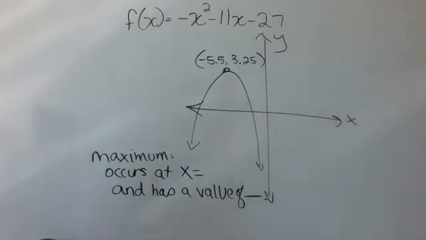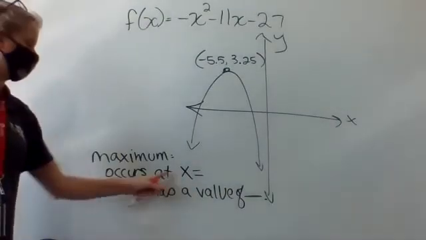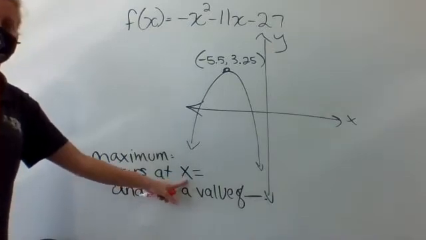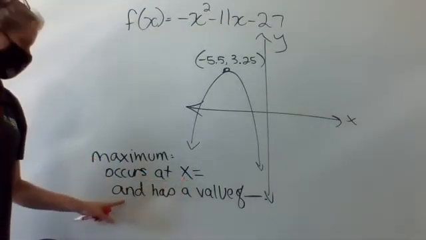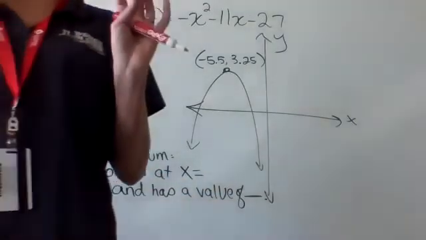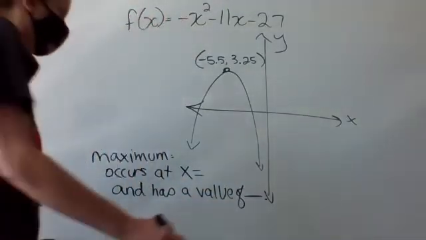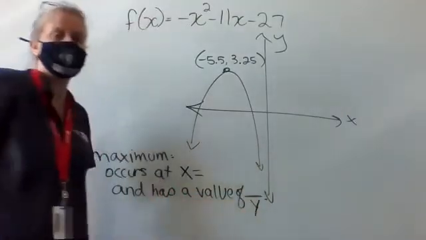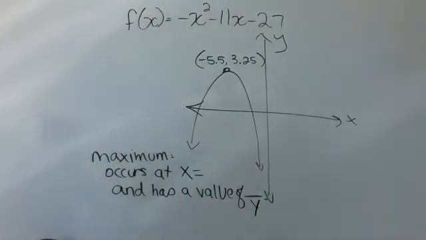Then it's going to ask you two things about the maximum. It's going to say, where does the maximum occur? At what x? And has a value of blank. When you are talking about the value of a point, you are always talking about its y coordinate. That's going to be its value. So that's where those two numbers are going to come in place.